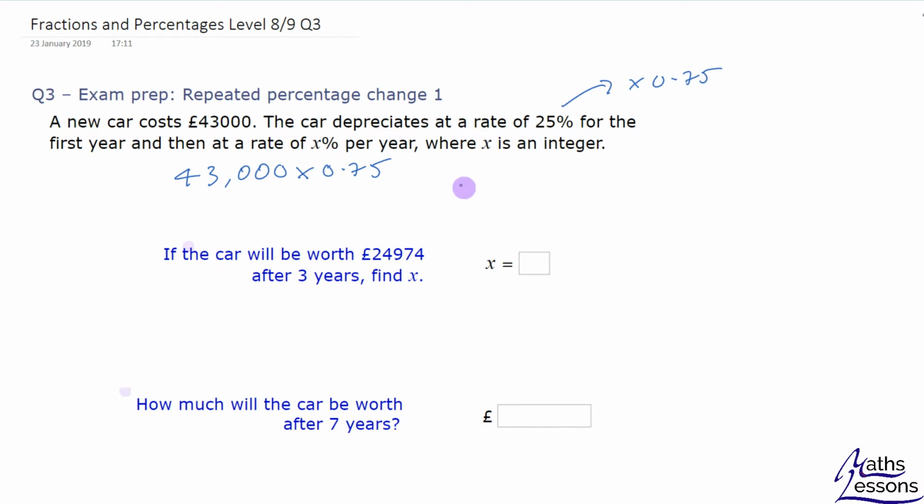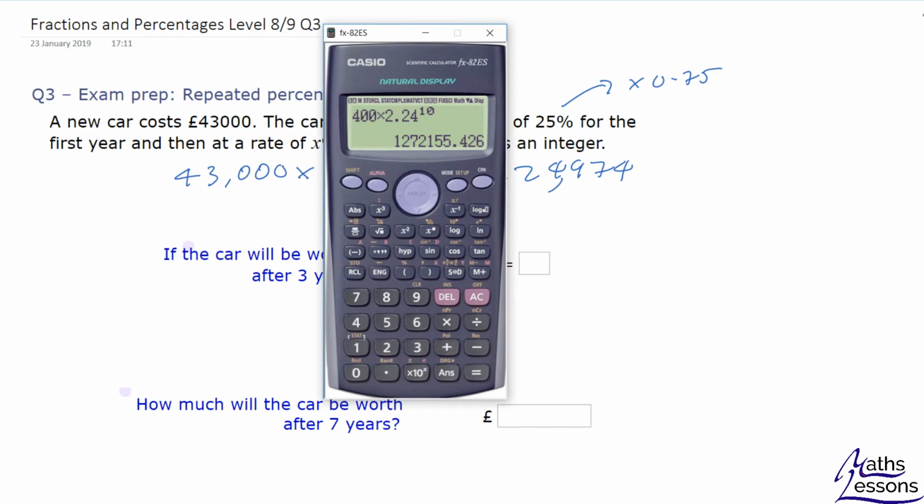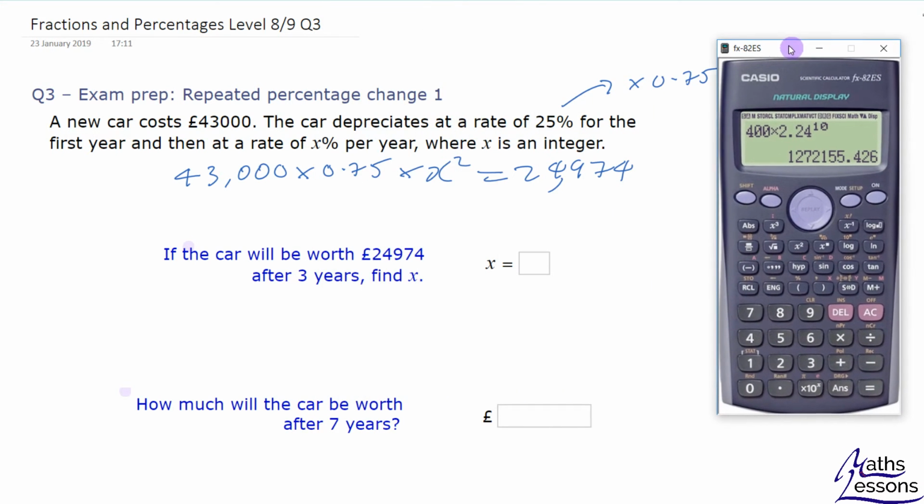Then you've got a rate of x% per year. So we're going to times it by x, and after 3 years that means we're going to times it by x twice, which is x squared, and we're going to get 24974. So we get our calculator, and what we can see is we're going to do this number here, 24974, divided by 43,000.